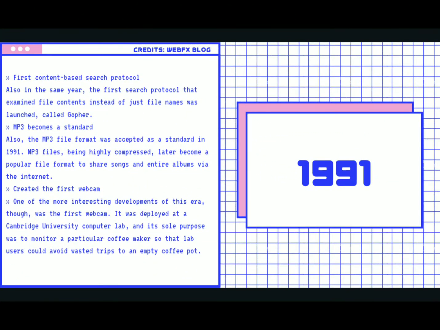In the year 1991, the first content-based search protocol was made. It is also where the MP3 became standard. It is also the year where the first webcam was created, which is a basic need for online communication.